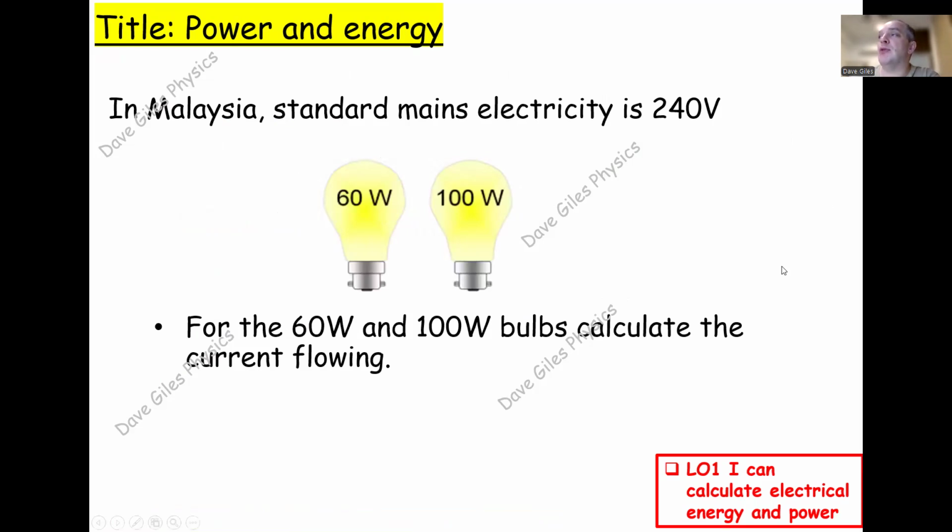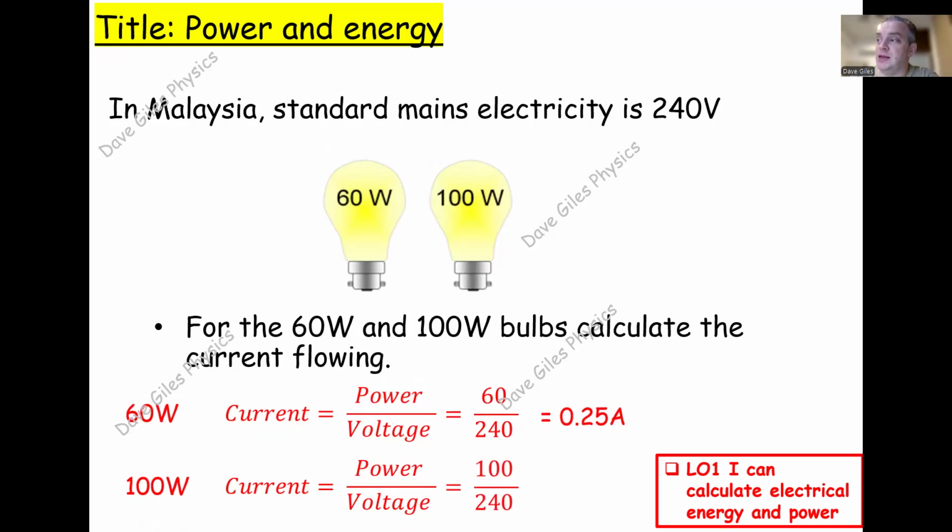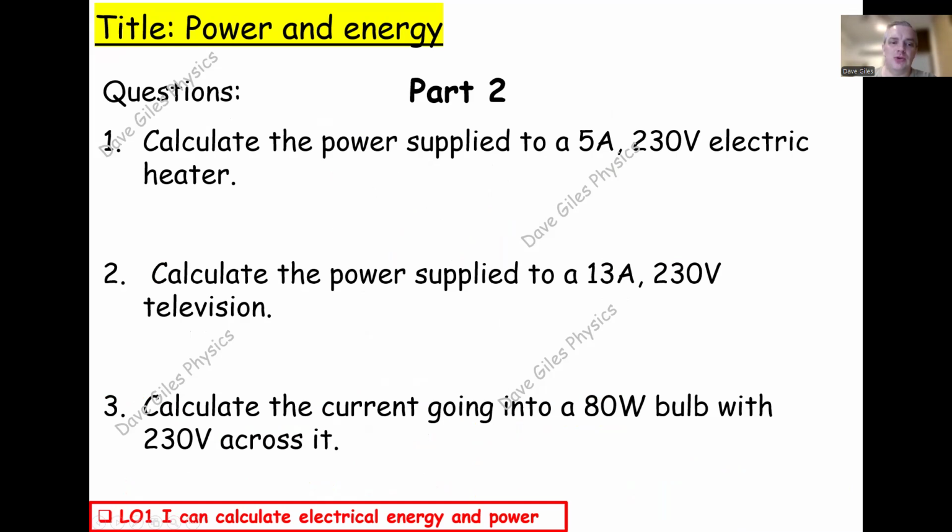In Malaysia, standard mains electricity is 240 volts, or 230 to 240, depending on where you look. For the 60 and 100 watt bulbs, calculate the current flowing. So 60 watts, current is power over voltage, 60 over 240, 0.25 amps. For the 100-watt bulb, power over voltage, so it's still the same voltage, but we've got a different power rating, so 0.42 amps.